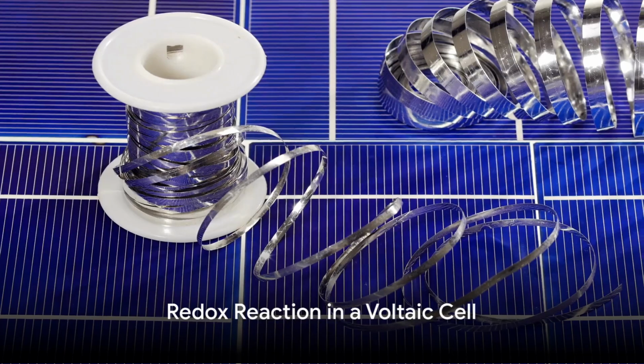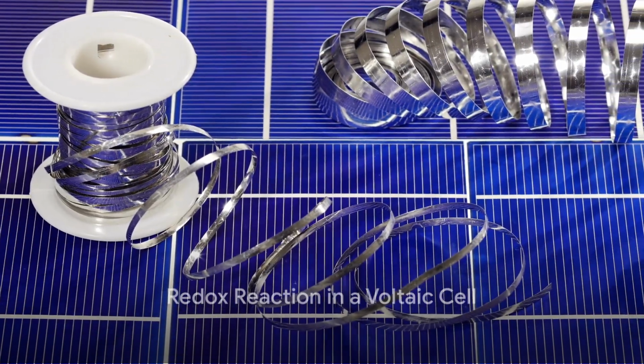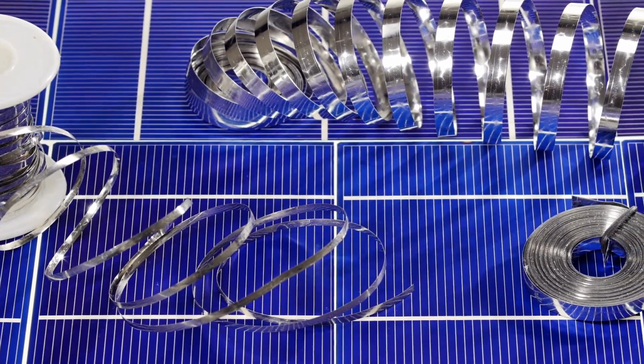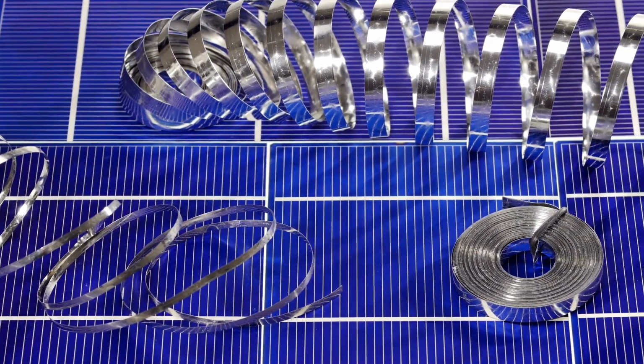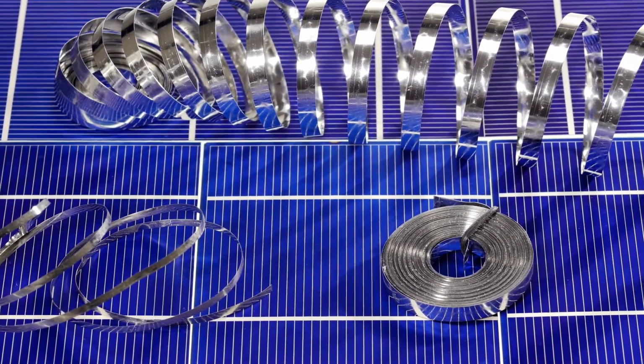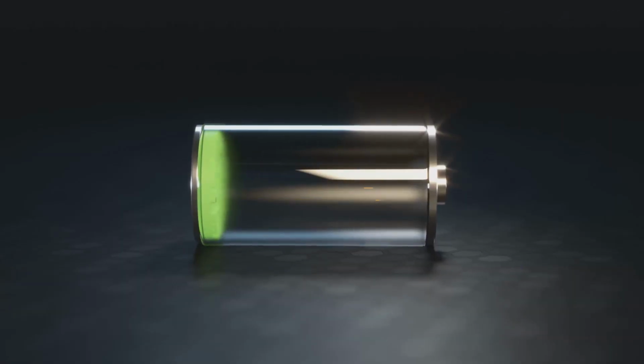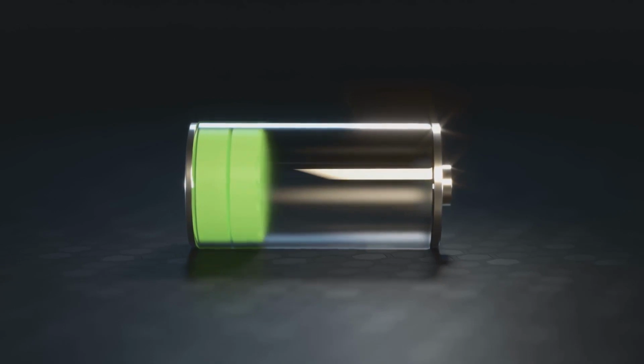So, we have the zinc electrode losing electrons, that's oxidation. The copper electrode gaining electrons, that's reduction. Together, these two processes form what's known as a redox reaction, short for reduction-oxidation reaction. This redox reaction is the driving force behind a voltaic cell.